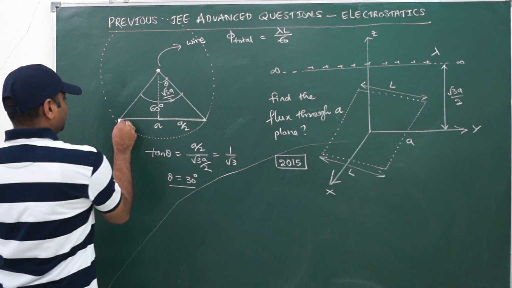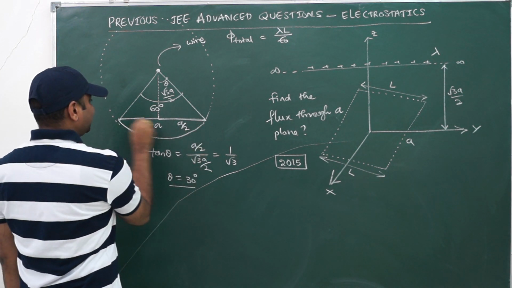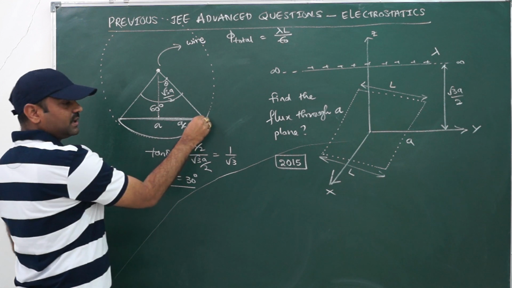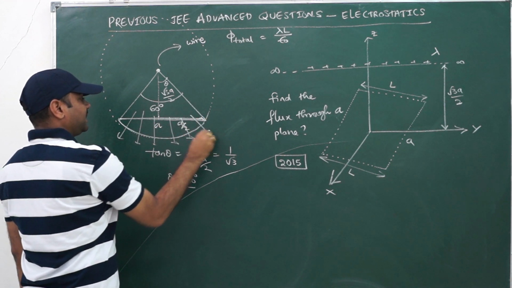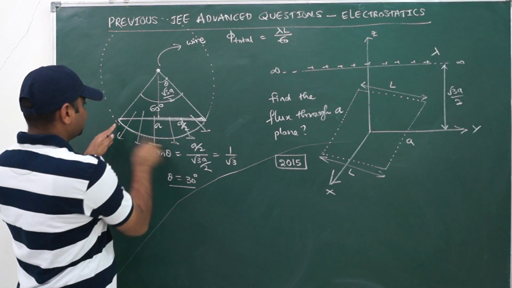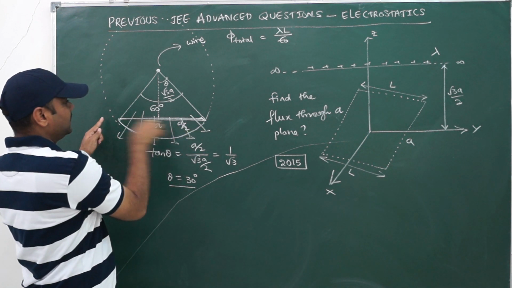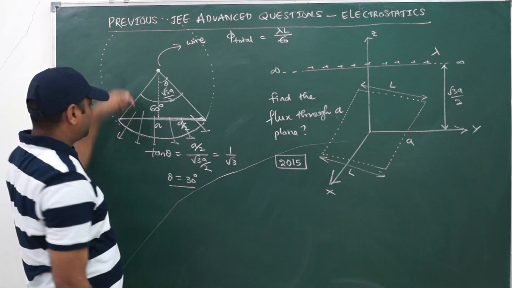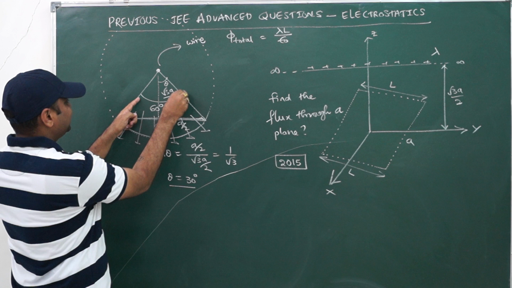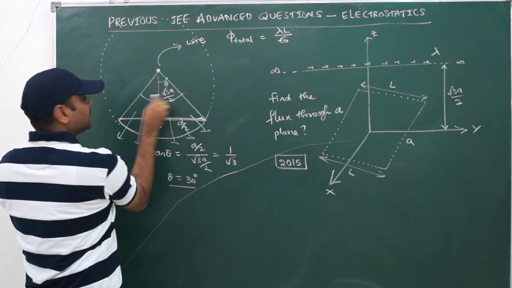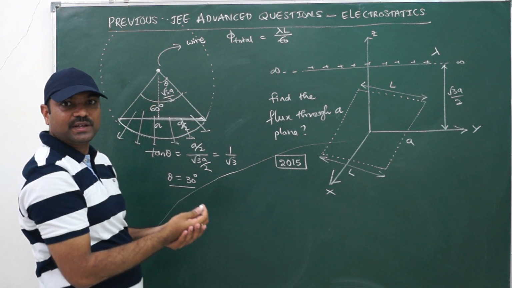But now we want to identify the flux through this plane, which is nothing but the flux through this 60-degree curvature also. The 60-degree curvature flux and the plane flux have to be the same. Whatever flux is entering here, the same flux has to leave over here also. The total angle is 360, so 60 degrees means 1/6 of the flux.